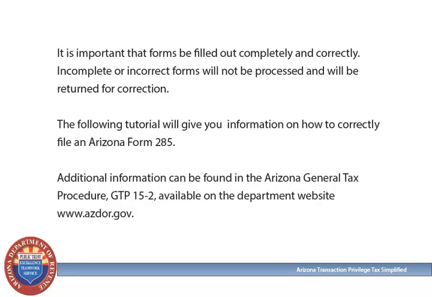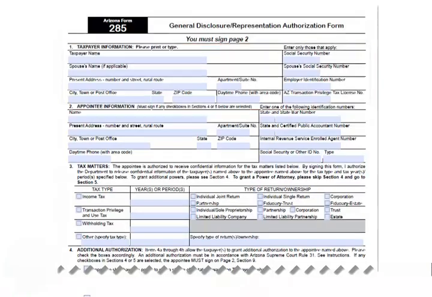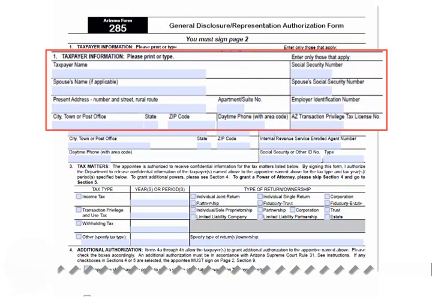It's important that the forms be filled out completely and correctly. Incomplete or incorrect forms will not be processed and will be returned for correction. The following tutorial will give you information on how to correctly file an Arizona Form 285. Additional information can be found in the Arizona General Tax Procedure 15-2, available on the Department website at www.azdor.gov.